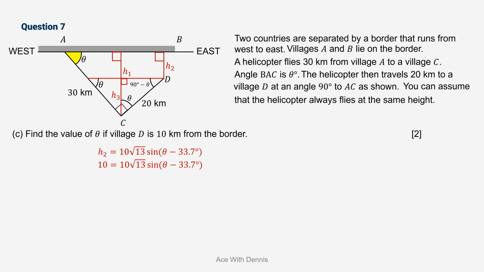Then we can solve this equation to get the value of theta. So from here, sine of theta minus 33.7 degrees equals 1 over root 13. So theta minus 33.7 degrees is inverse of sine 1 over root 13, which is 16.1 degrees. So theta equals 16.1 degrees plus 33.7 degrees, and the value is 49.8 degrees.